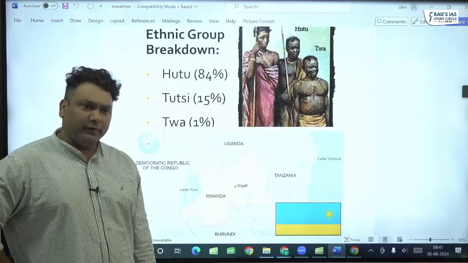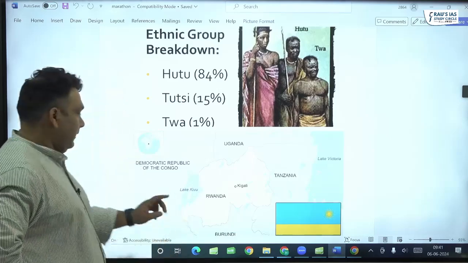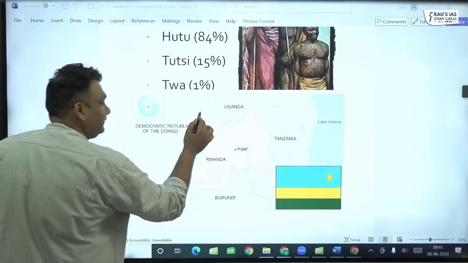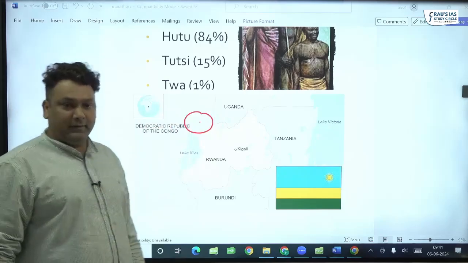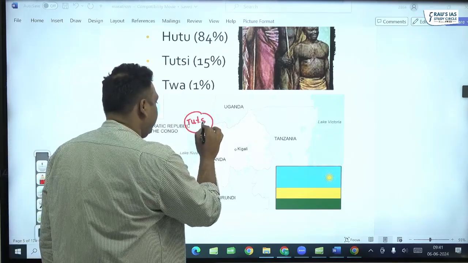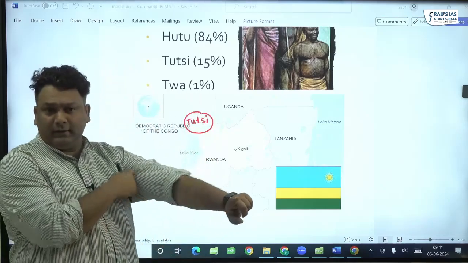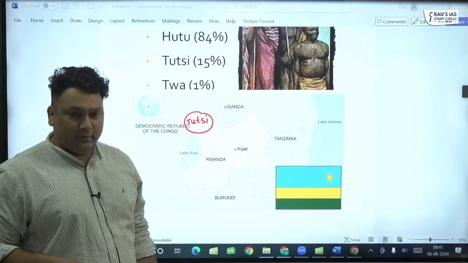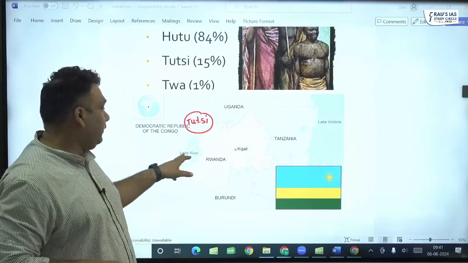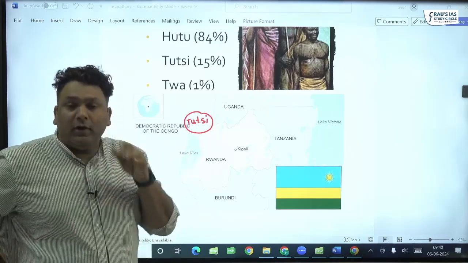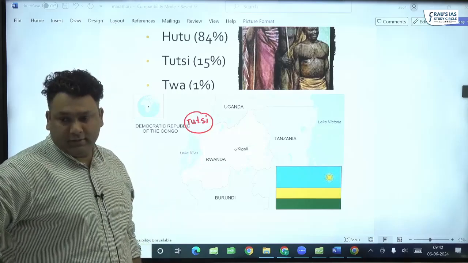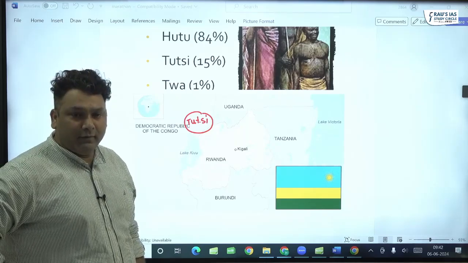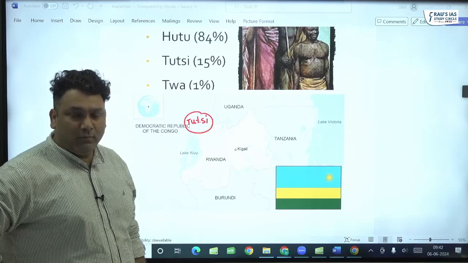Wherever they found Tutsis, the Hutus were killing them. Now, when Tutsis were in danger, where would they go and settle? DRC. So a lot of Tutsis settled in DRC, and also some Hutus settled in the Democratic Republic of Congo. The region where they settled is north of Lake Kivu, also called North Kivu province.